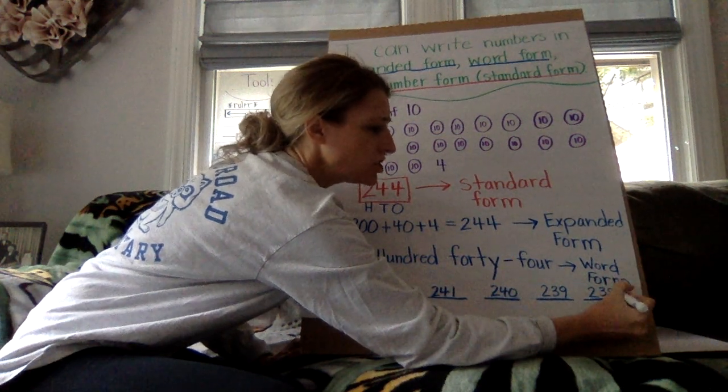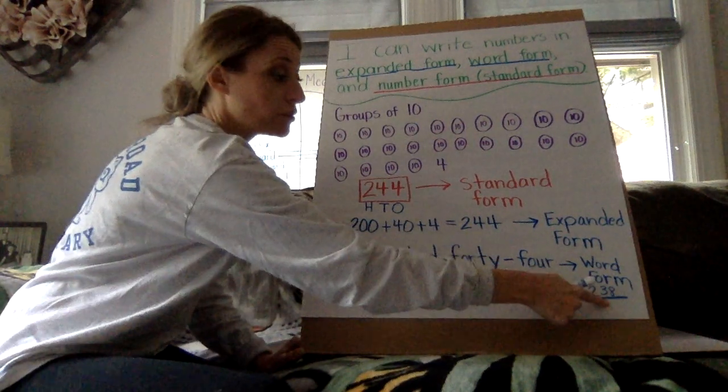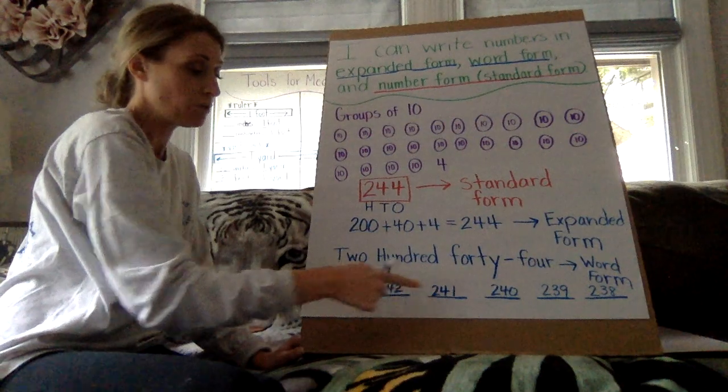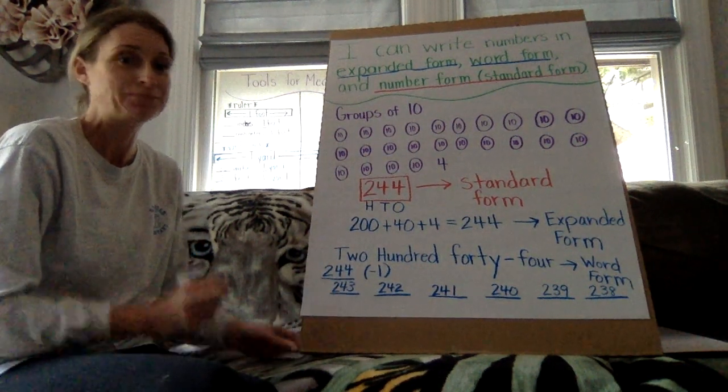238. And you can always check your work by starting here and counting up to see if it makes sense. 238, 239, 240, 241, 242, 243. That sounds right to me.